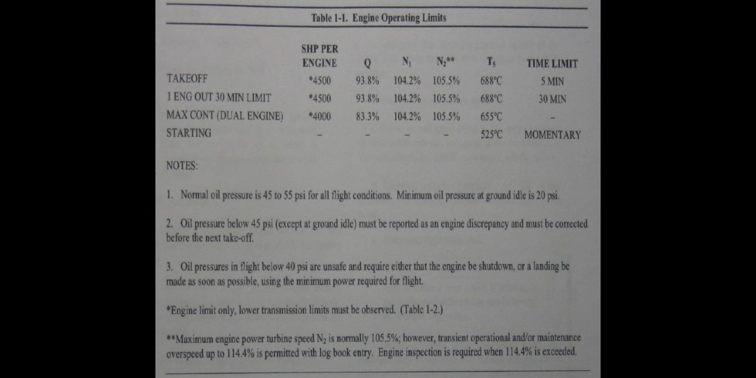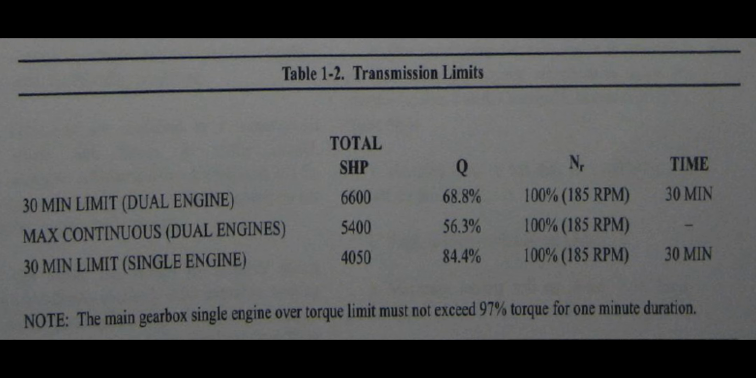Oil pressure 45 psi to 55 psi normal, 40 psi minimum for flight, 20 psi minimum for ground idle, and 55 psi maximum. Oil temperature 40 degrees Celsius minimum, 120 degrees Celsius maximum. Transmission limits.